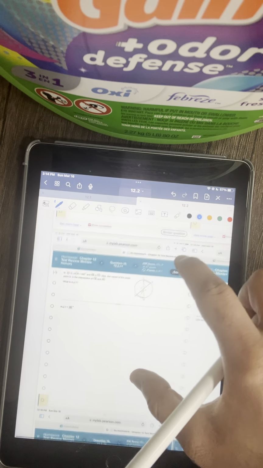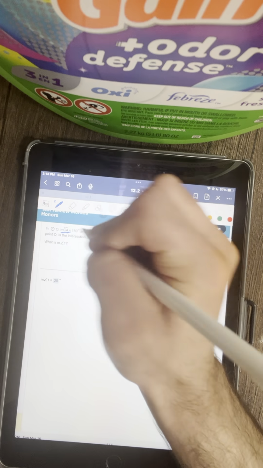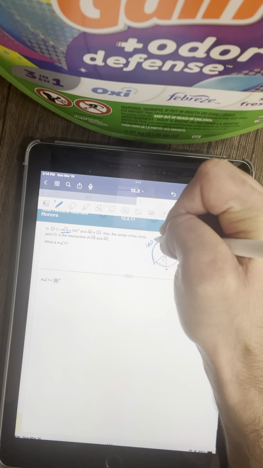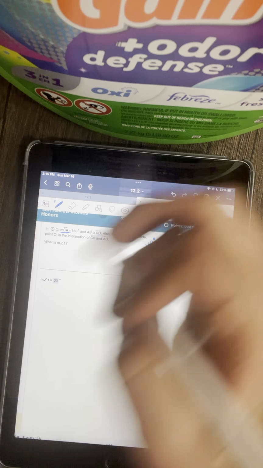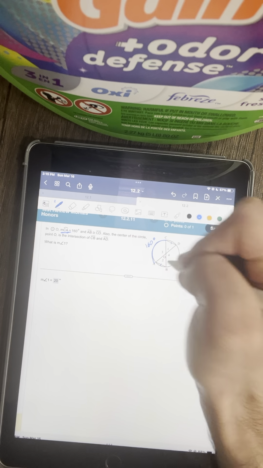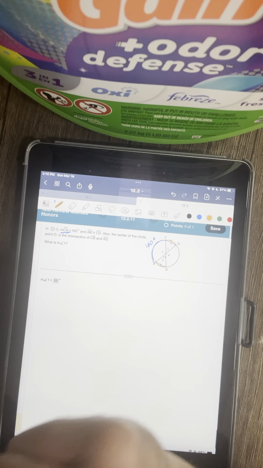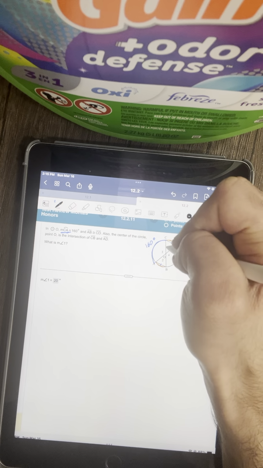No. Okay, so the measure of arc CA is 160, and AB is congruent to CD, so that means this chord and this chord are the same too. What is the measure of angle 1? All right, so they're asking me for the measure of angle 1.